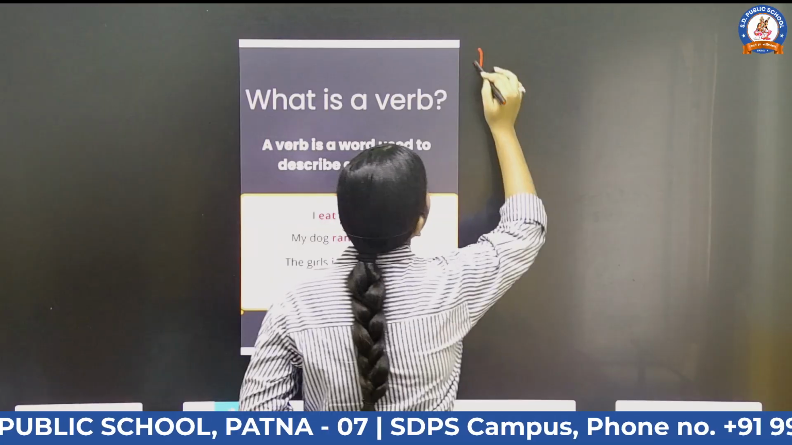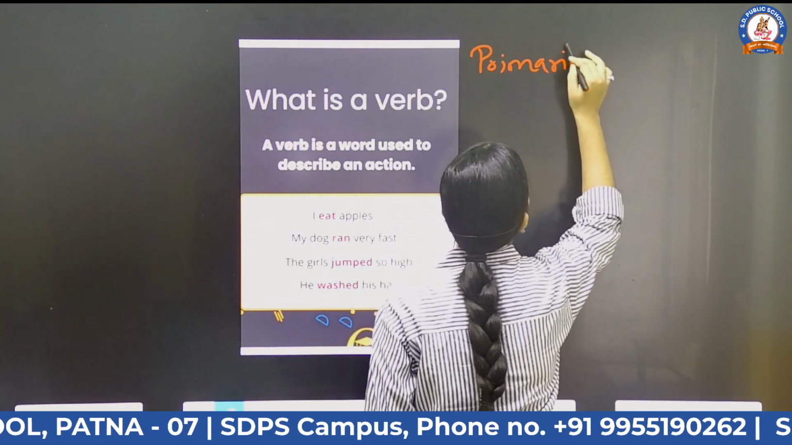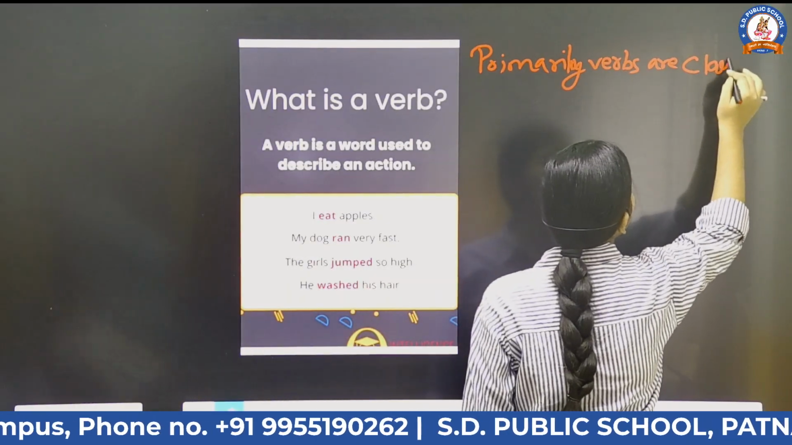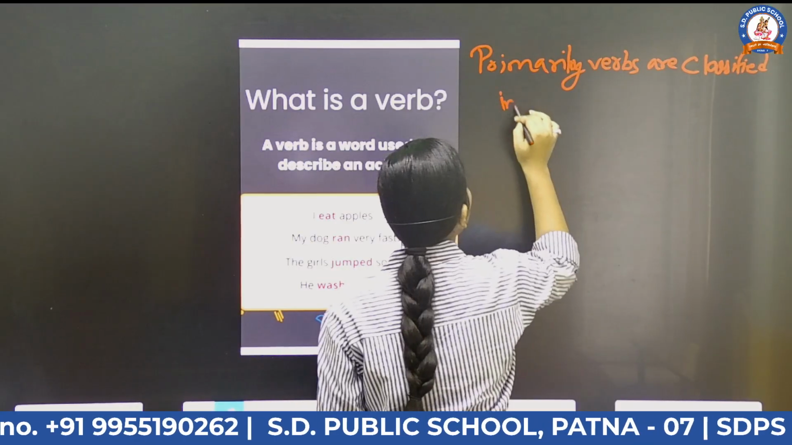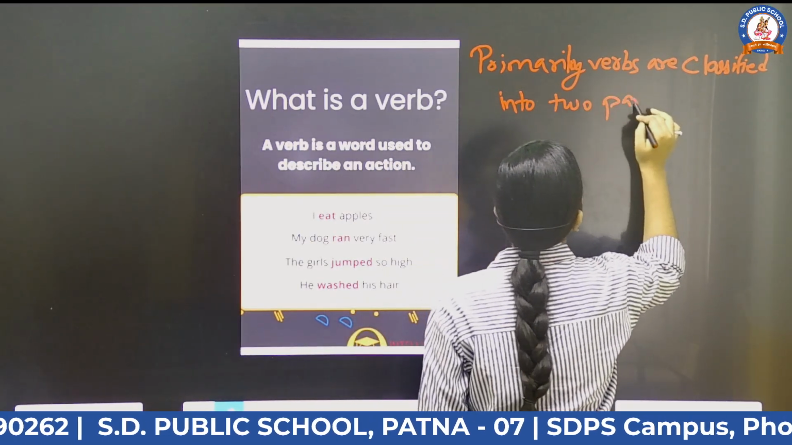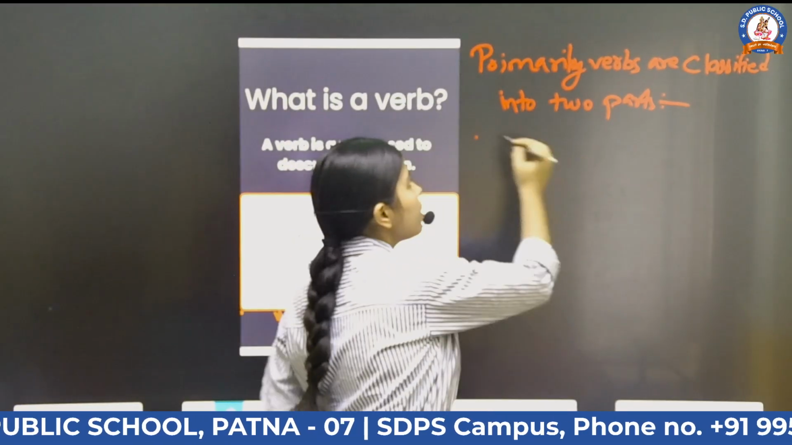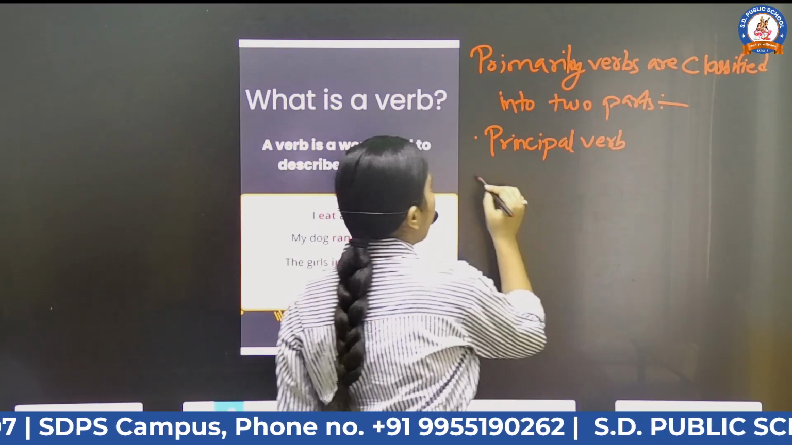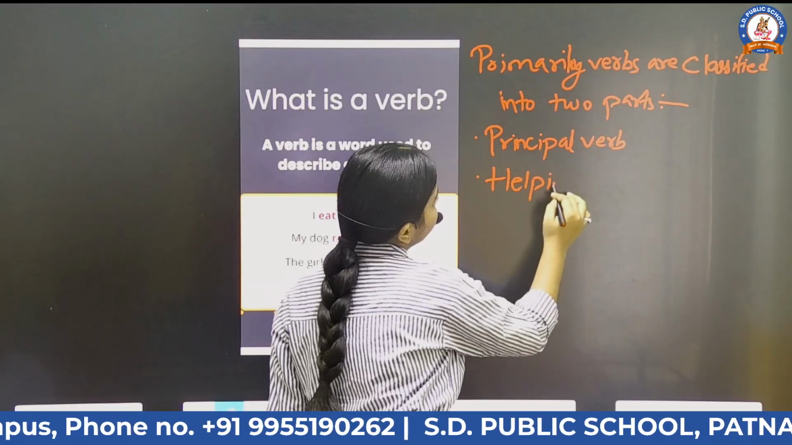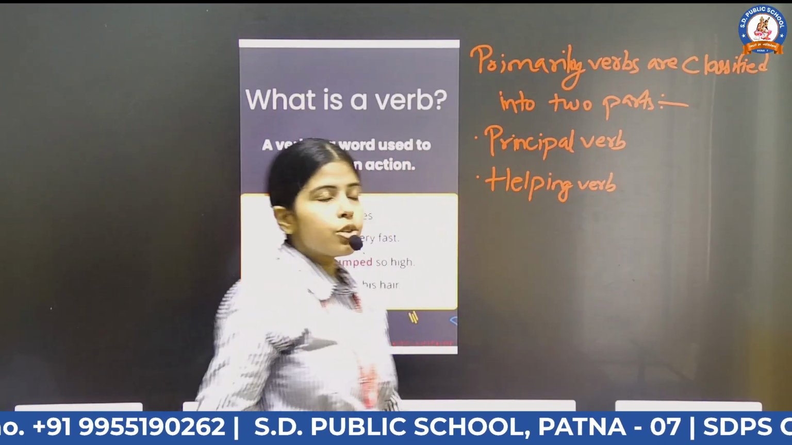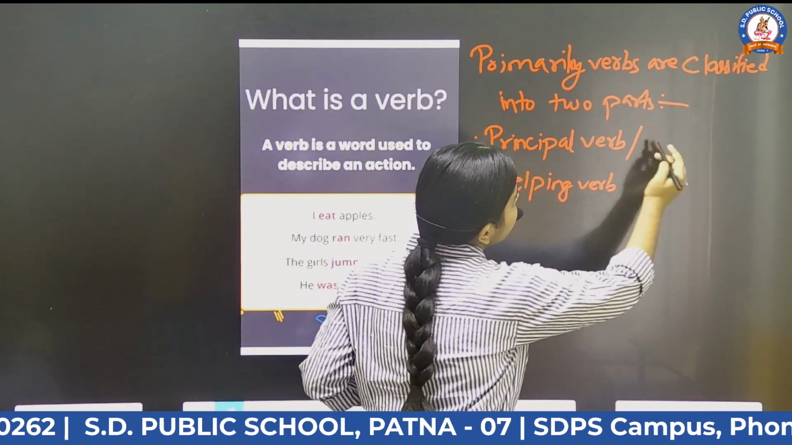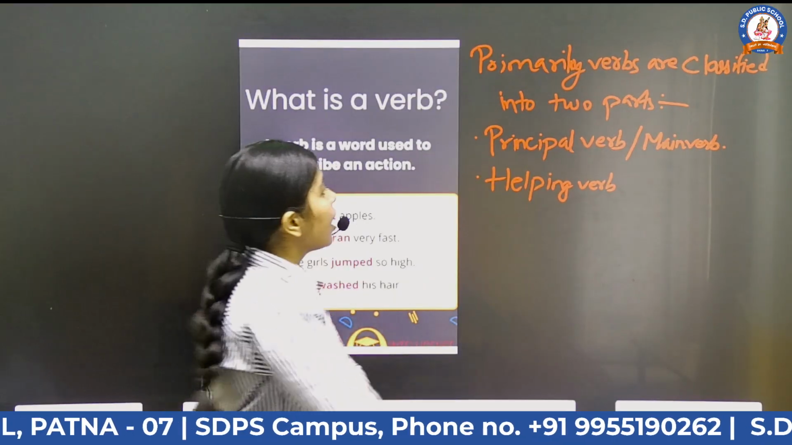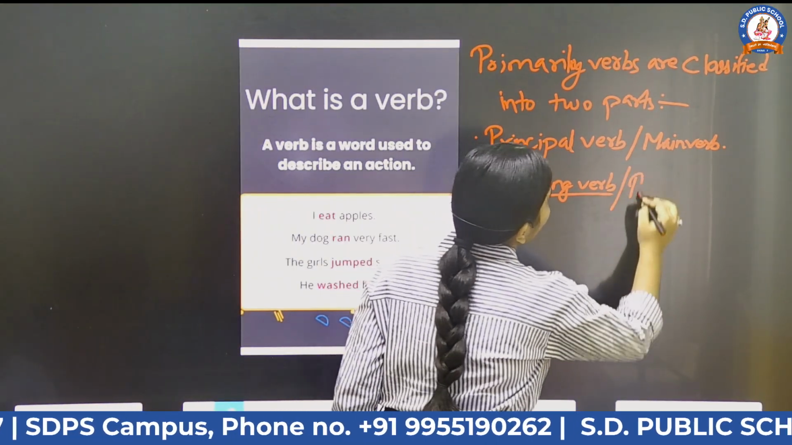Look here. Primarily, the verbs are classified into two parts. Namely, what? The first one is principal verb, and the second is helping verb. Look, dear students, principal verb is also known as main verb, or it is also called lexical verb, and the second one, helping verb, is also called auxiliary verb.